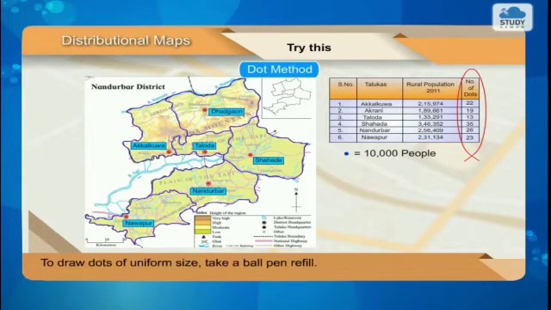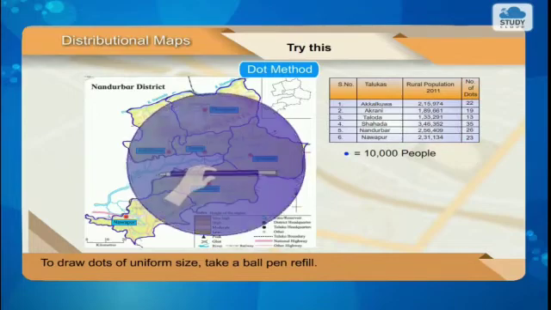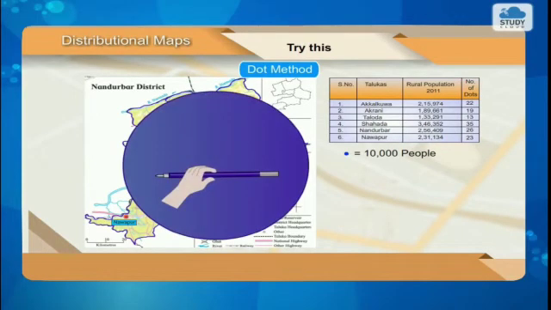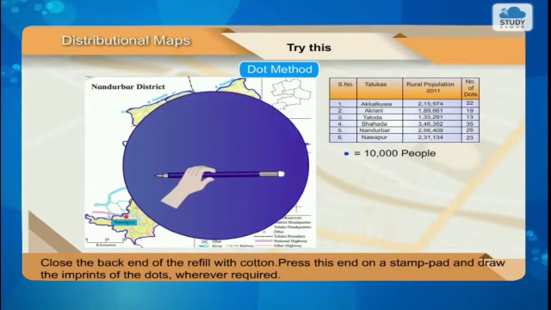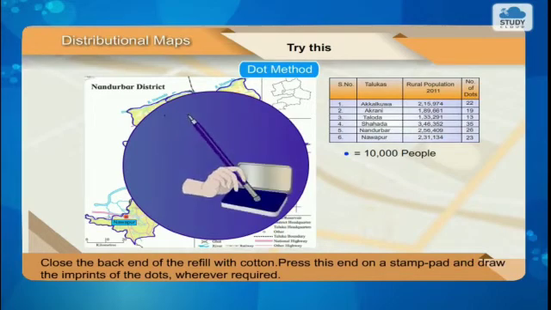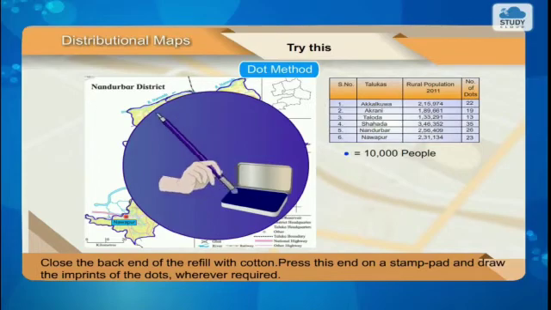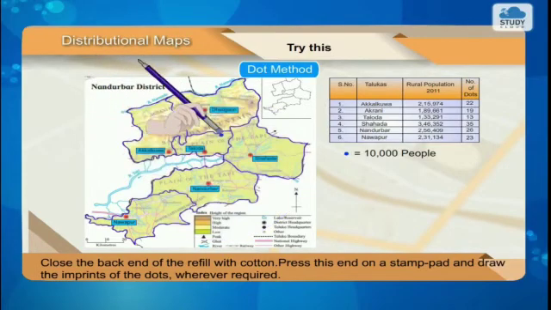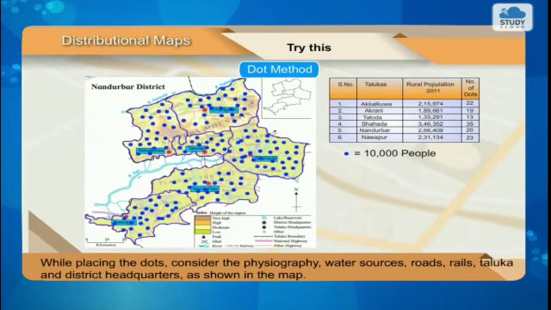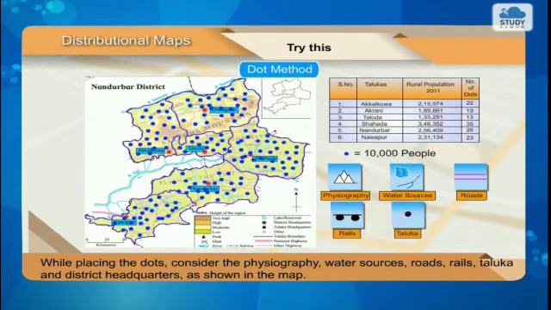To draw dots of uniform size, take a ball pen refill. Close the back end of the refill with cotton. Press this end on a stamp pad and draw the imprints of the dots wherever required. While placing the dots, consider the physiography, water sources, roads, rails, taluka and district headquarters as shown in the map.